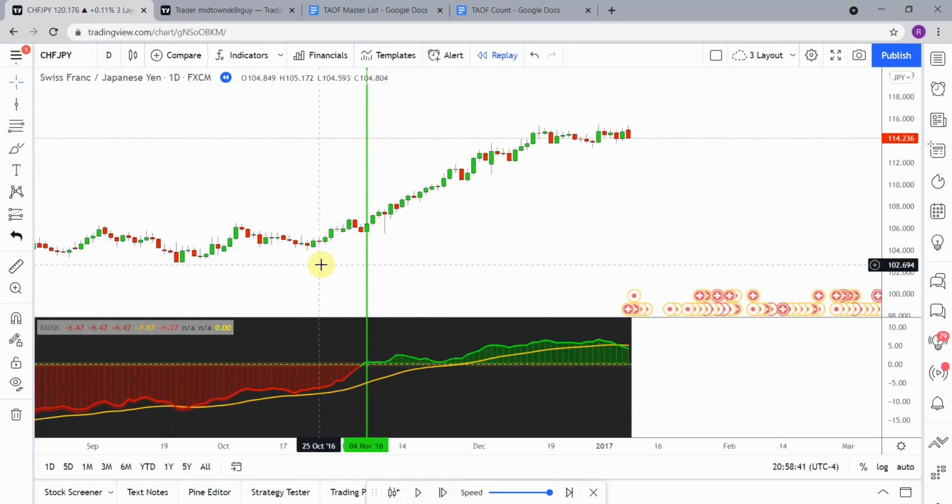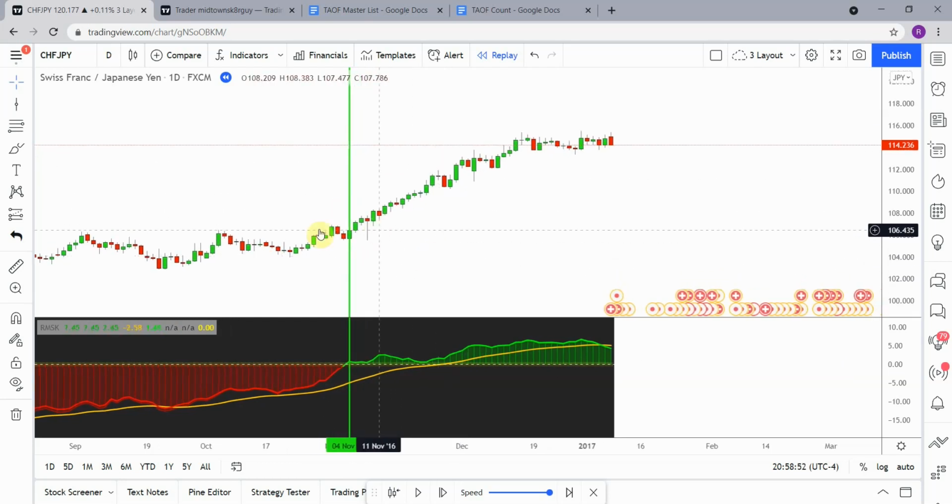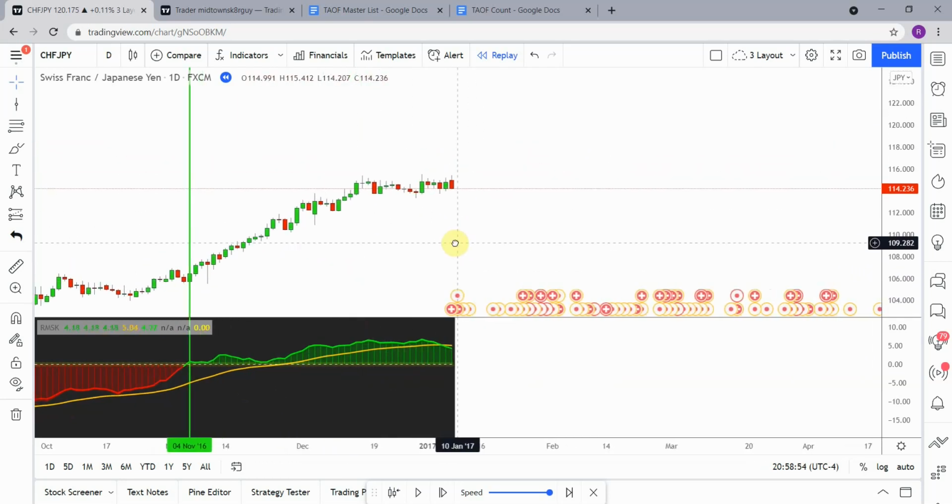All right, then we got this push to the upside right here. Got the cross from red to green. Enter there on that one. Gets us to take profit as well. So, all right, before we add these up, obviously there was only a couple of them.